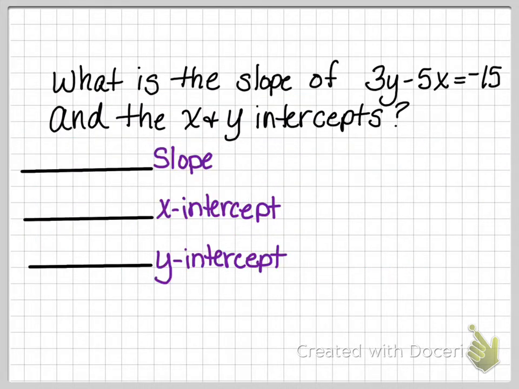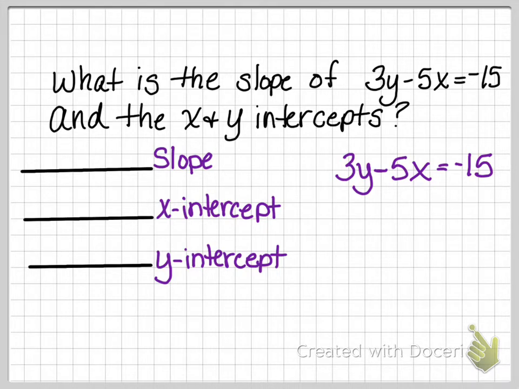On to the next one. Clear off your boards. Here we go. What is the slope? And I'm going to write this right here. The equation is, I'll do it in purple, 3y minus 5x equals negative 15. What is the slope of that?